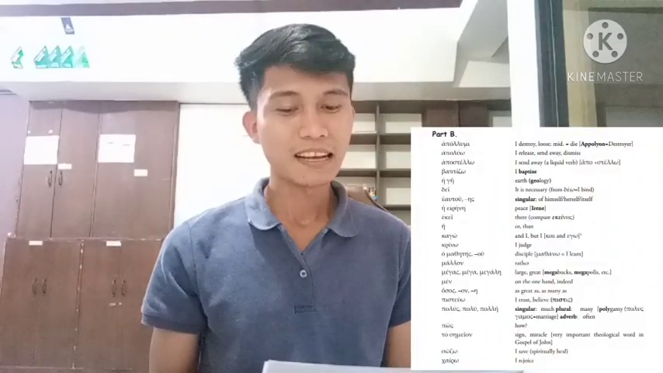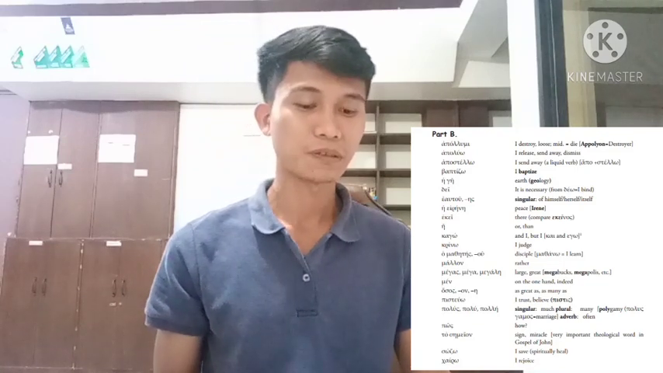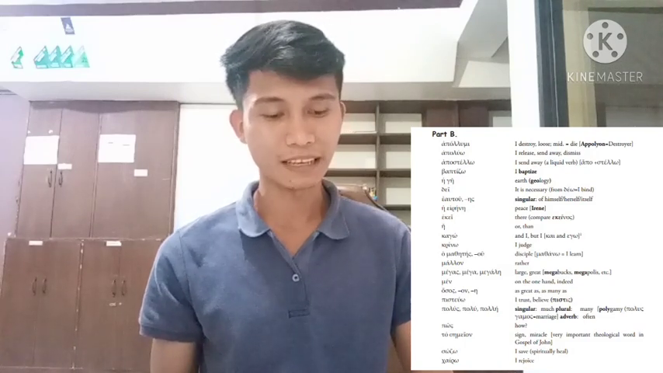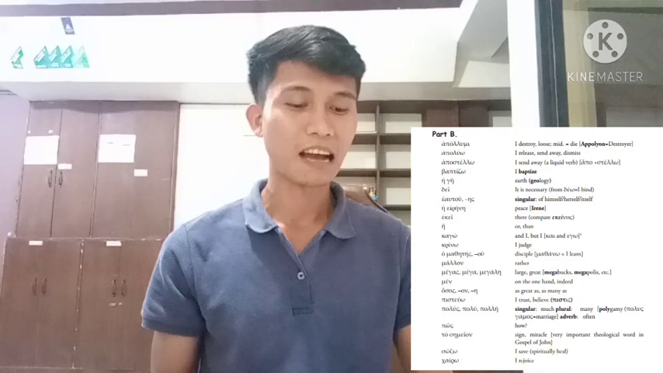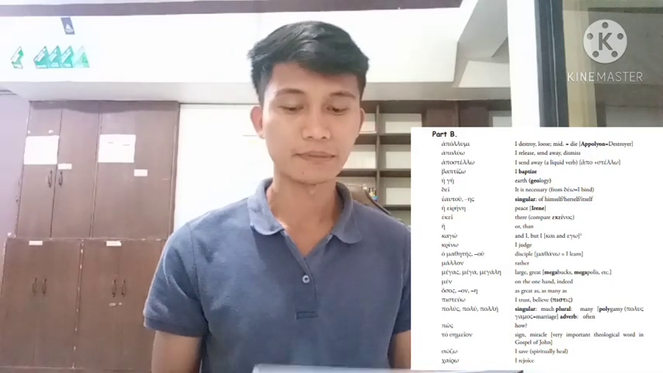Now let's proceed to part B. The first word for part B is ἀποθνῄσκω, which means I destroy, I lose, or I die. A related word is ἀπολλύων, which means destroyer. The next word is ἀπολύω, which means I release, I send away, I dismiss.